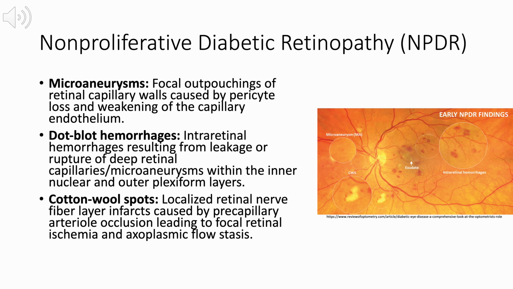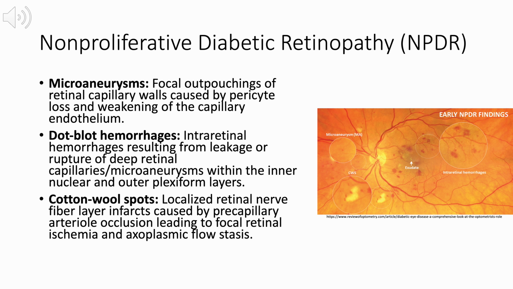Cotton wool spots are localized infarcts of the retinal nerve fiber layer, caused by precapillary arteriolar occlusion that produces focal retinal ischemia and stasis of axoplasmic flow. In other words, a cotton wool spot is a small stroke of the nerve fiber layer, and its fluffy white appearance is accumulated axoplasm at the borders of the infarct.